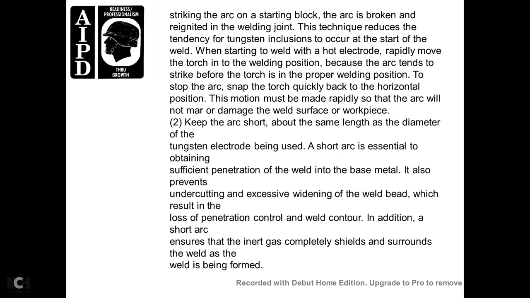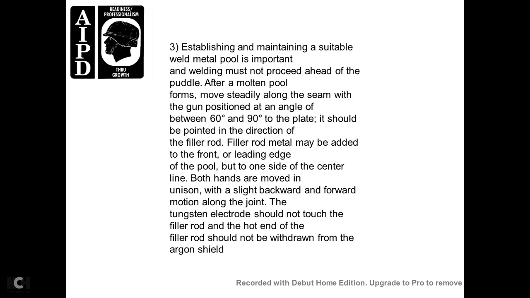Keep the arc short, about the same length as the diameter of the tungsten electrode being used. The short arc is essential to obtain sufficient penetration of the weld and base metal. It also prevents undercutting and excessive widening of the weld bead, which results in the loss of penetration control and welded contour. In addition, the short arc ensures the inert gas completely shields the weld being formed.